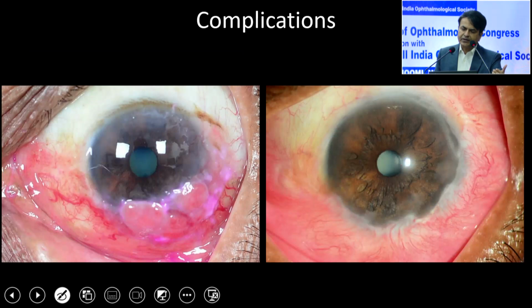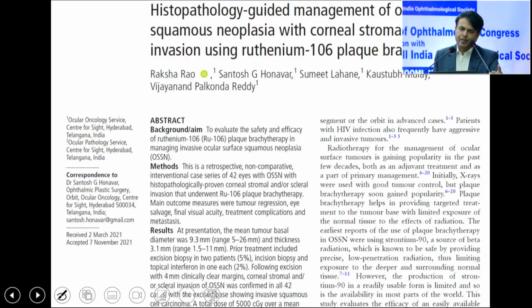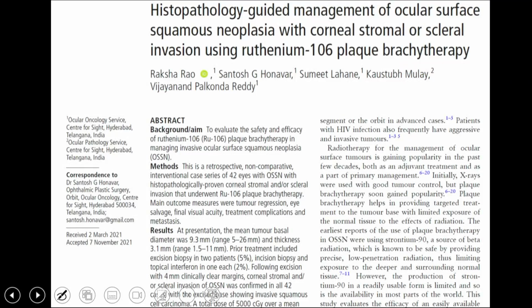Complications, of course, are there. Limbal stem cell deficiency is a complication that we noted very early in the course of our management. So what we did was we modified the technique to incorporate primary SLET in these patients, where patients have an extensive limbal involvement. So the chance of having limbal stem cell deficiency as a secondary complication is minimized, although not zero. We have published this recently. The primary plaque brachytherapy has not yet been published, but secondary plaque brachytherapy results have been published.